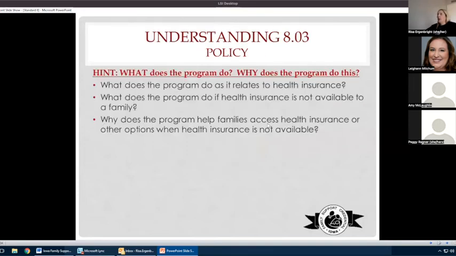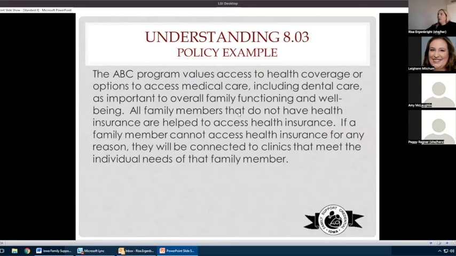So if the father is involved or participating, we need to check in on the status of dad. We need to check in on the status of health insurance for older children, maybe at school age. We want to make sure we're checking in and helping families with all of that. So there's my policy example.